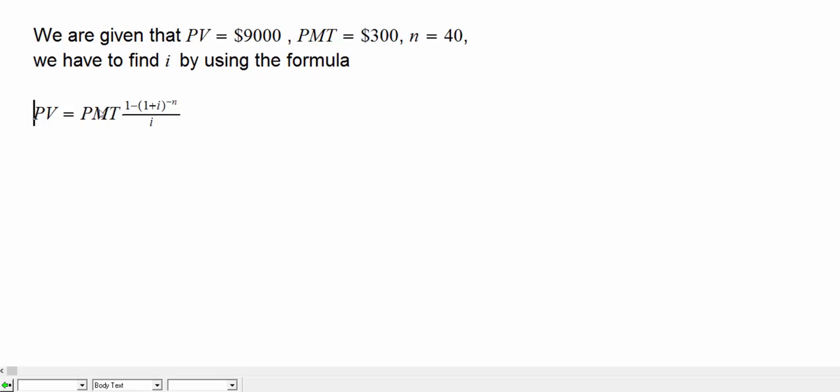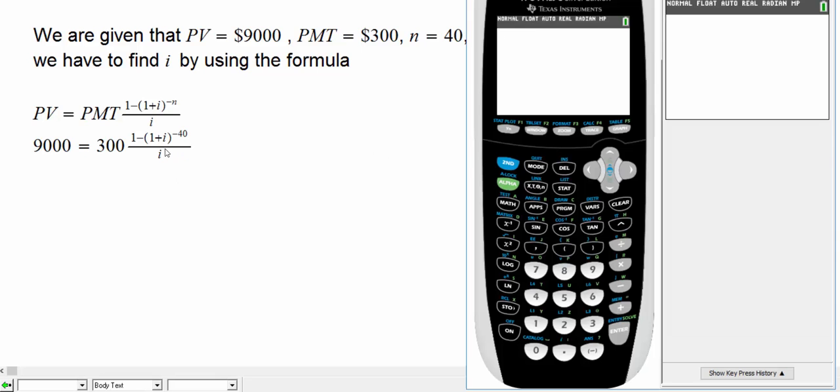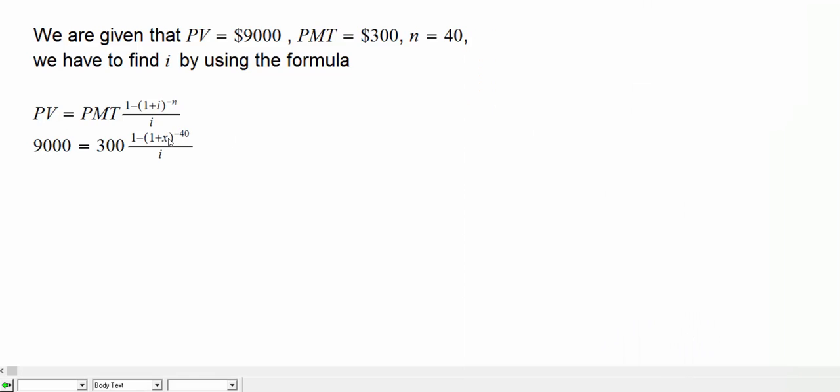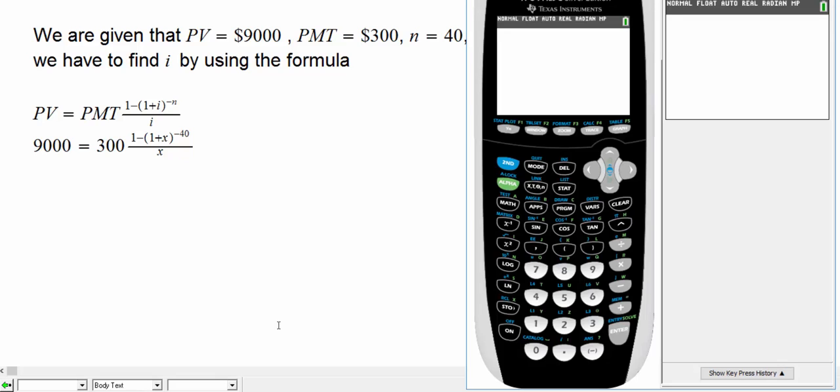In here, if you look at the formula that we have, we will write 9,000 for present value and 300 for the periodic payment. And n is how much? The n is 40, that's given to us, right? So we will write 40 here for n. And since we are using our graphing calculator and it takes x for the variable, we will just replace this i by x, and then see what the solution for x is.